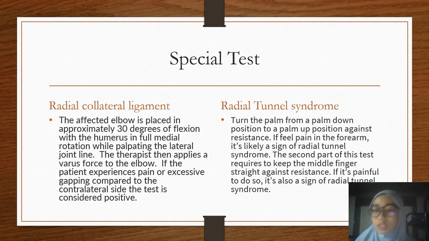Radial tunnel syndrome. Turn the palm from a palm down position to a palm up position, against resistance. If you feel pain in the forearm, it is likely a sign of radial tunnel syndrome. The second part of this test requires you to keep the middle finger straight, again against resistance. If it's painful to do so, it's also a sign of radial tunnel syndrome.